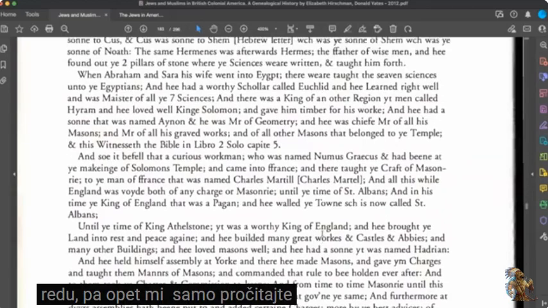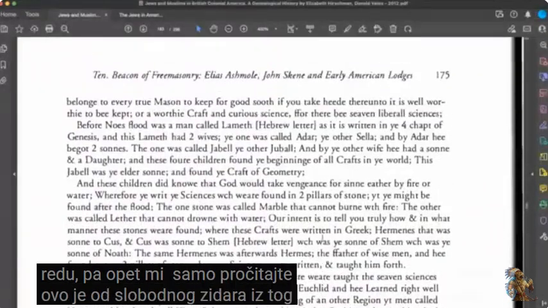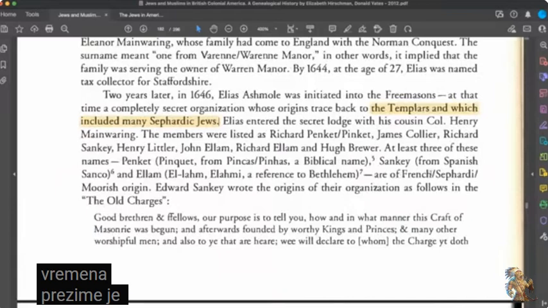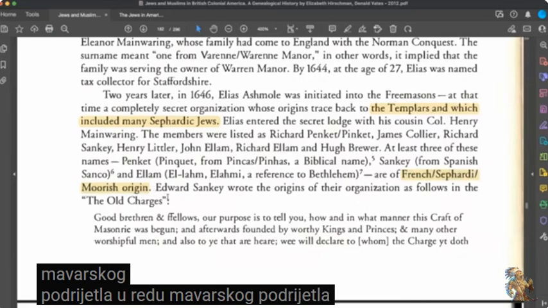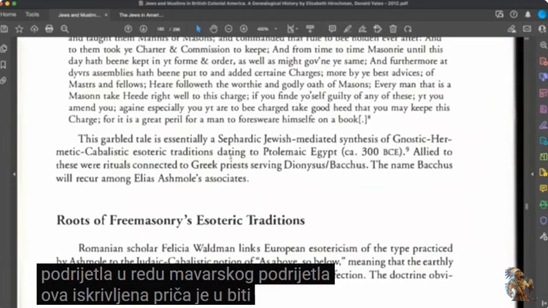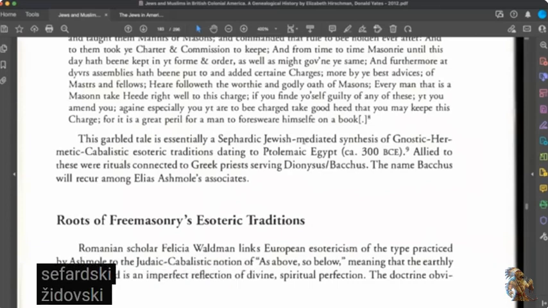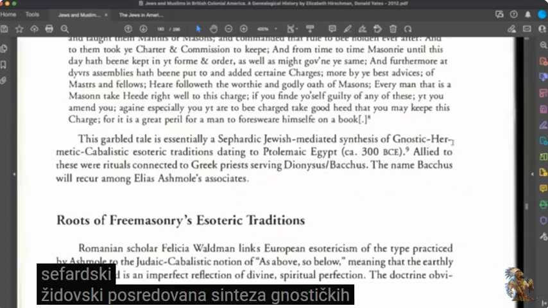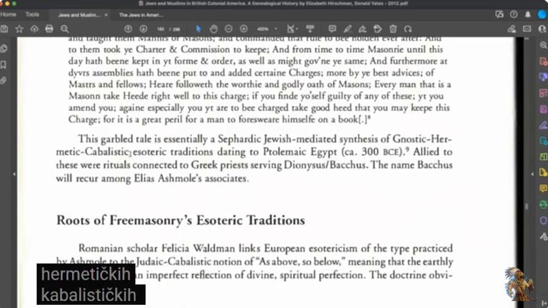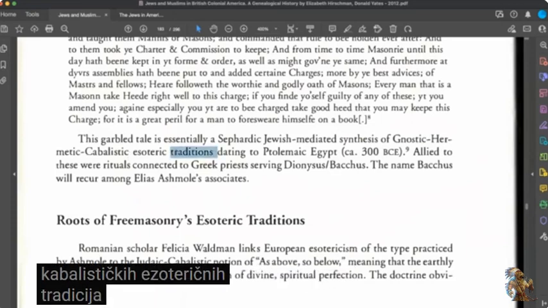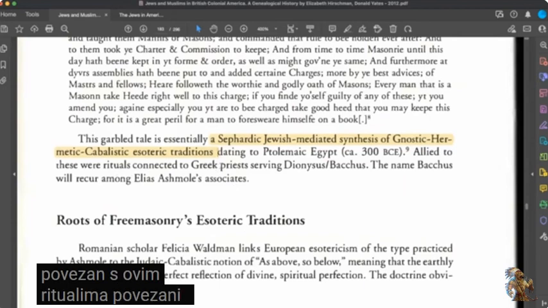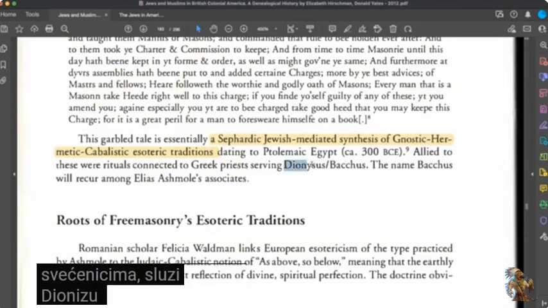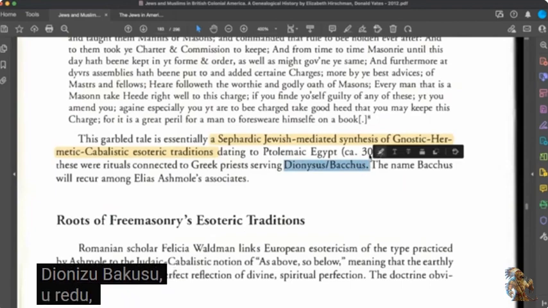All right. So again, we just read this. This was from a Freemason back in that time. His last name is of French, Sephardic, and Moorish origin. Okay, Moorish origin. This garbled tale is essentially a Sephardic Jewish mediated synthesis of Gnostic, Hermetic, Kabbalistic, esoteric traditions dating to Ptolemaic Egypt. Allied to these were rituals connected to Greek priests serving Dionysus Bacchus. All right, this is deep.